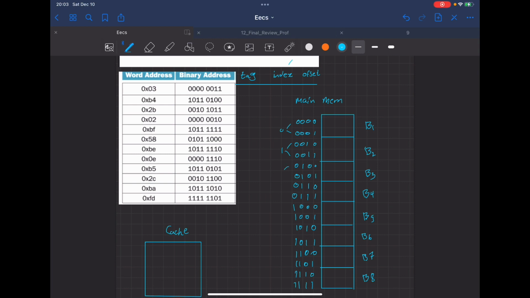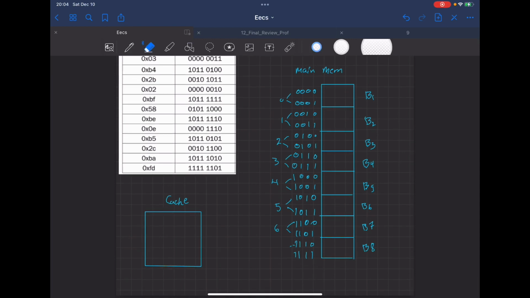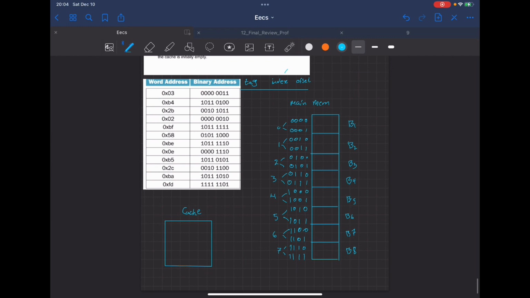I'm just going to write it in decimal because it's easier in my opinion. And this one's going to be 2. This one's going to be 3. This one's going to be 4, 5, 6, and 7. Okay? So that's exactly what is happening inside our memory at this moment in time.